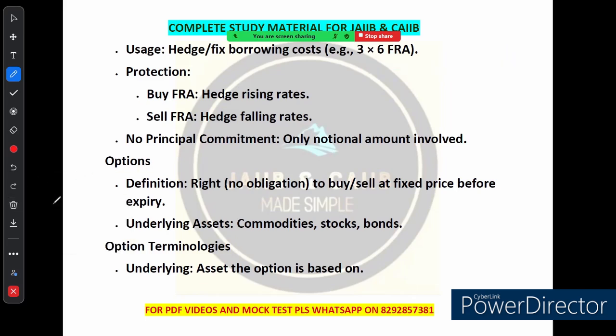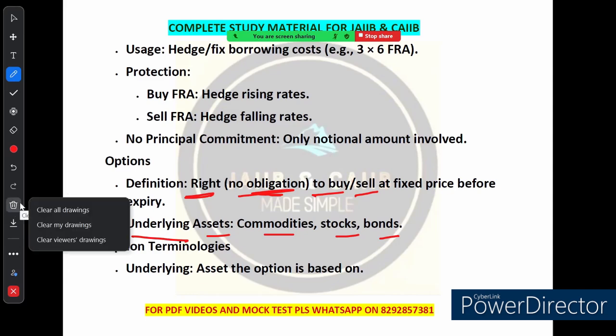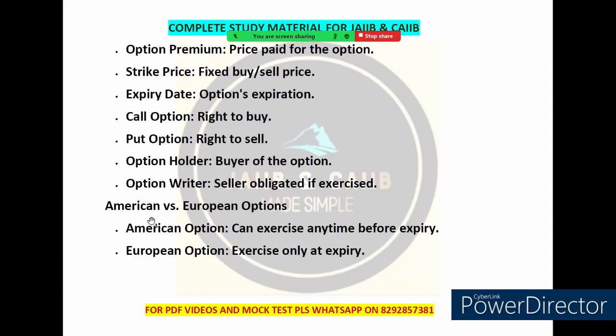So an option gives you the right but not the obligation to buy or sell something at a fixed price before it expires. The asset, like stock, commodities, or bonds, that the option is based on is called the underlying. Now there are two types of option: call option and put option. Let's discuss these two types of option in the next slide.